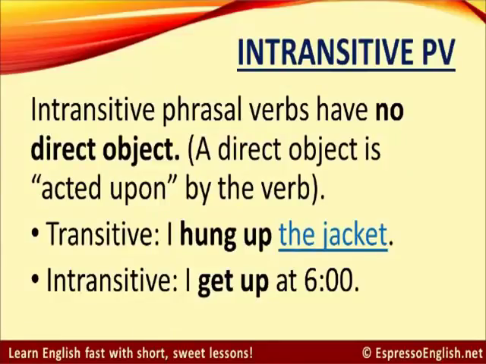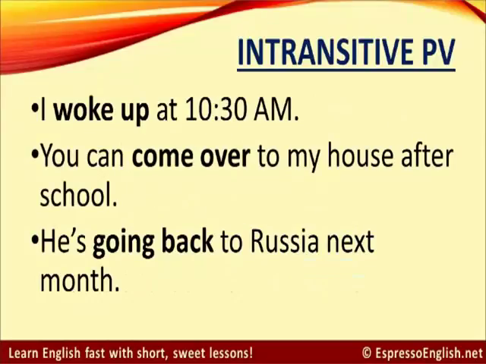Intransitive phrasal verbs have no direct object. A direct object is acted upon by the verb. Here's an example. I hung up the jacket. Hang up is a transitive phrasal verb because it has a direct object, the jacket. What's the object that I performed the action of hanging up on? The jacket. I hung up the jacket. But an intransitive phrasal verb has no direct object. For example, I get up at 6 o'clock. Get up is an action that stands by itself. It has no object.